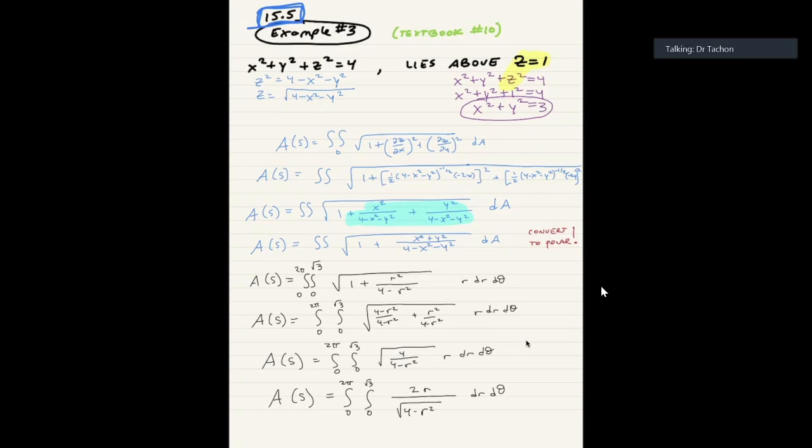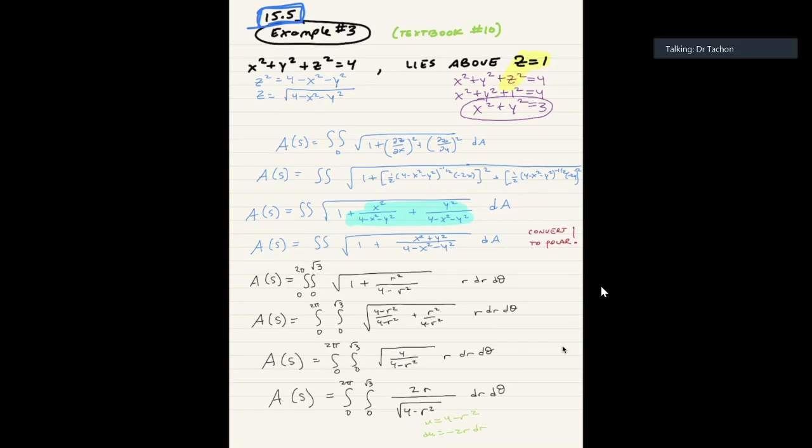There was a private message here that asks, can U sub be done? Yes. So we're going to let u equal 4 minus r squared, the inner part of the composite function. So du is going to be negative 2r dr. That's going to cancel with the numerator and pull out a negative.